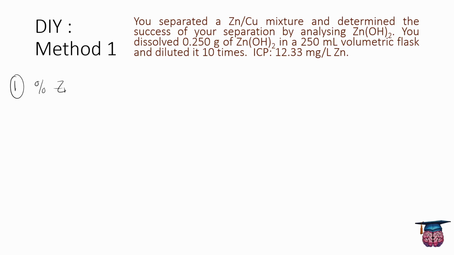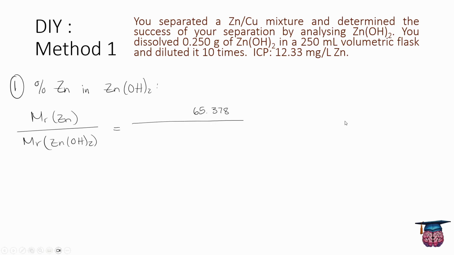So now to go and calculate our percentage purity, the first step is to go and calculate the percentage zinc in our zinc hydroxide, which is the molar mass of zinc divided by the molar mass of our compound, which is simply 65.37 divided by, and now we're going to go step by step again. So we have 1 zinc. So we add the molar mass of zinc plus 2 times the molar mass of oxygen, because we have 2 oxygens, and 2 times the molar mass of hydrogen.